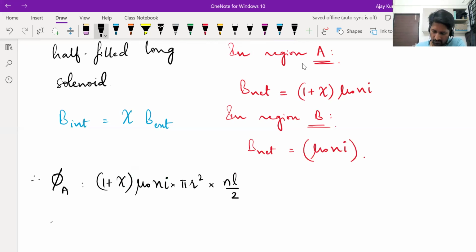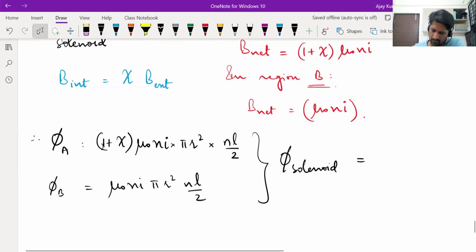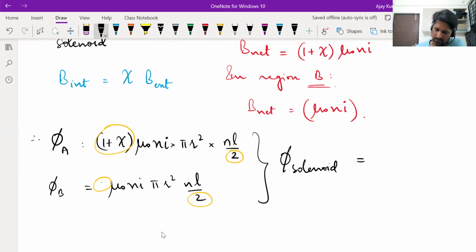Total flux in region B will simply be mu naught Ni pi r square NL by 2. Add these two, you'll get total flux through the solenoid. (1 plus x) by 2 and 1 by 2. Okay, the rest of the terms are same in both cases. 1 plus x divided by 2 is there, and here there is a 1 by 2. If we didn't write anything, means there is a 1.